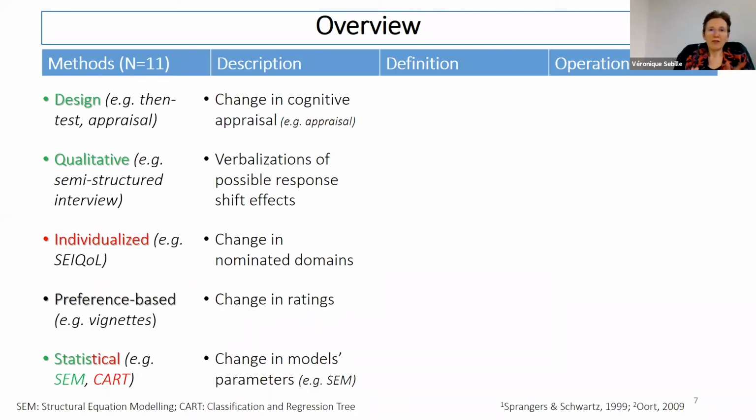We have here a brief description of some of the methods, and we will talk about the definition they are using, and their operationalization. Regarding their description, we can say that, for instance, appraisal methods aim to infer response shift from change in cognitive appraisal, whereas qualitative methods aim to infer response shift from the verbalization of possible response shift effects by the respondents, while preference-based methods, for instance, aim to infer response shift by looking at change in ratings. And some of the statistical methods aim to infer response shift by looking at change in model parameters. For instance, when using structural equation modeling, when we're looking at change in intercepts or factor loadings.